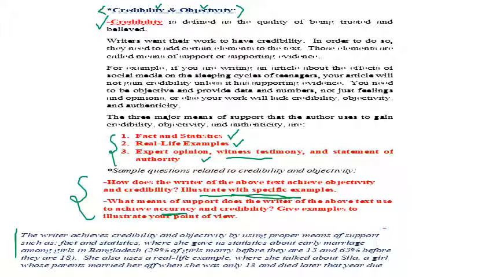Here, I'm going to use the same example of early marriage among girls in developing countries. The writer achieves credibility and objectivity by using proper means of support, such as facts and statistics. You give me the facts and statistics, you don't just tell me facts and statistics. She gave us statistics about early marriage among girls in Bangladesh. Write that statistic down here. She also uses a real-life example where she talked about Sila, a girl whose parents married her off when she was only 13 and died later that year due to complications.